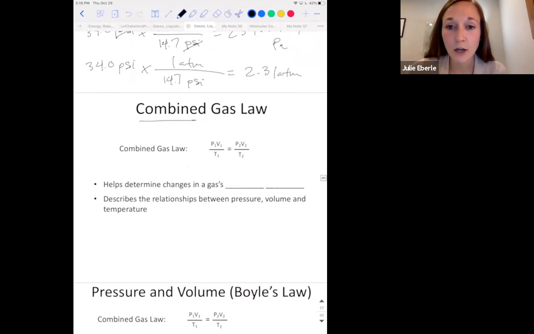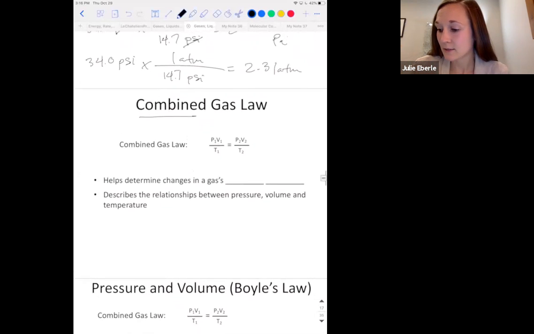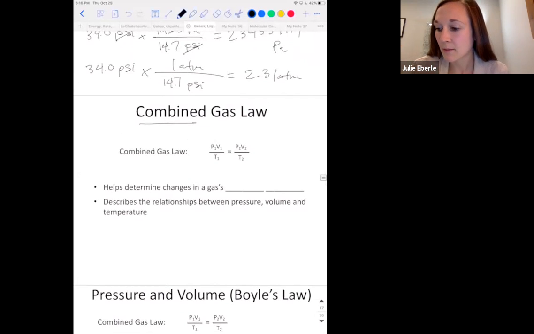And then we're also going to talk about the ideal gas law. Anybody heard of the ideal gas law? PV equals nRT? Maybe? Okay. So that's where we're going today. And that's going to be it for chapter 8. But let's look at this.